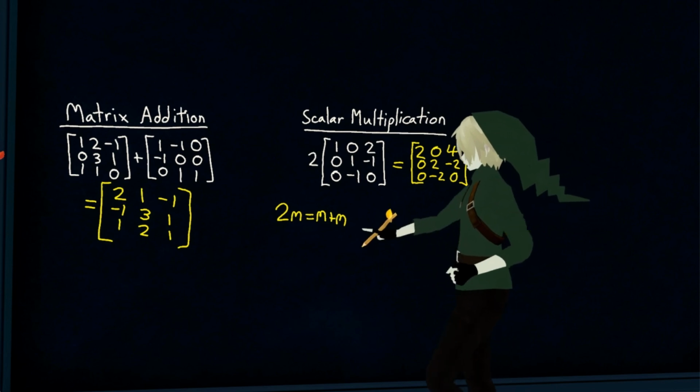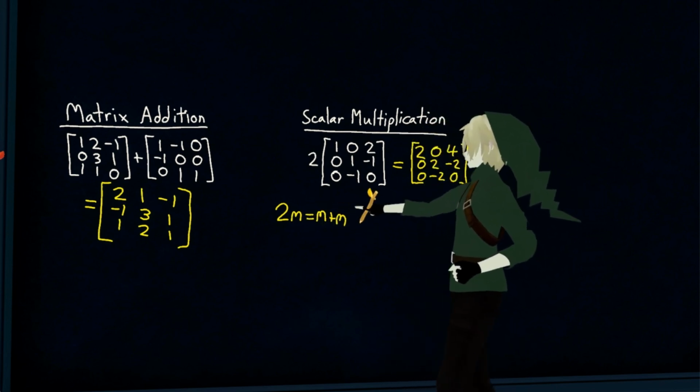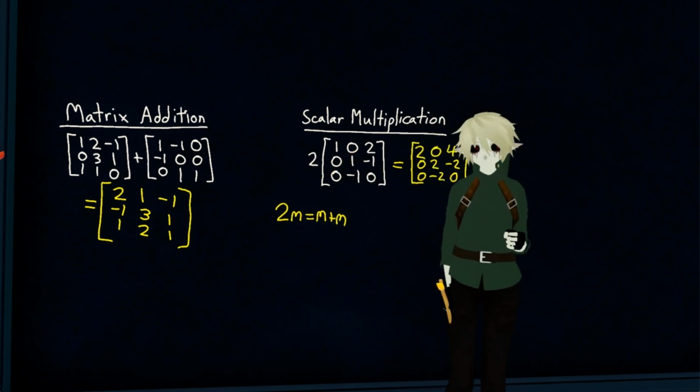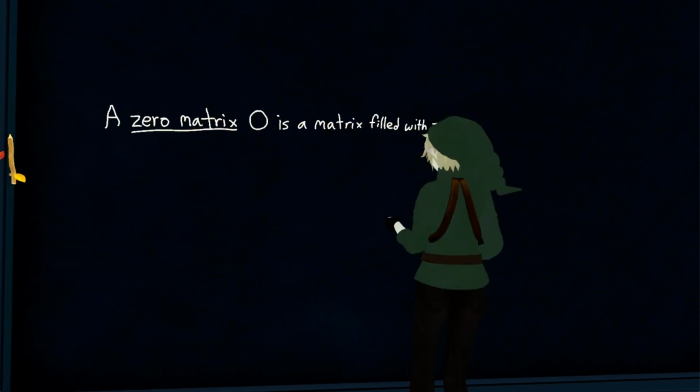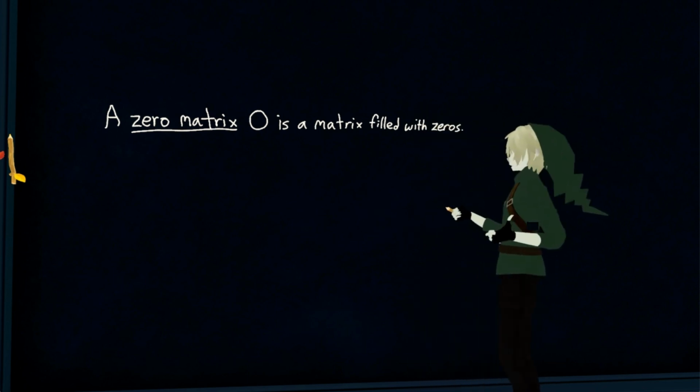Okay? Because like I said, it's literally just adding matrices twice. Okay? And that is scalar multiplication. And now we also have some special matrices that you must know and that you will come across in linear algebra. So this is called a zero matrix.